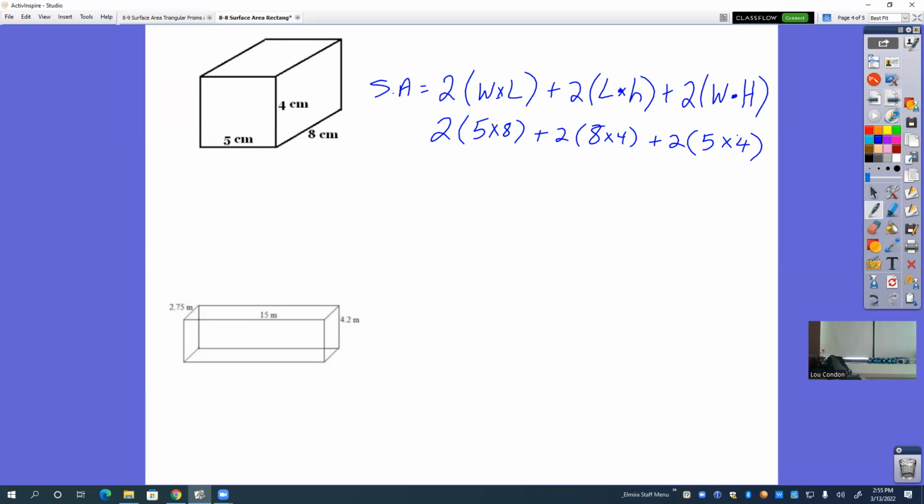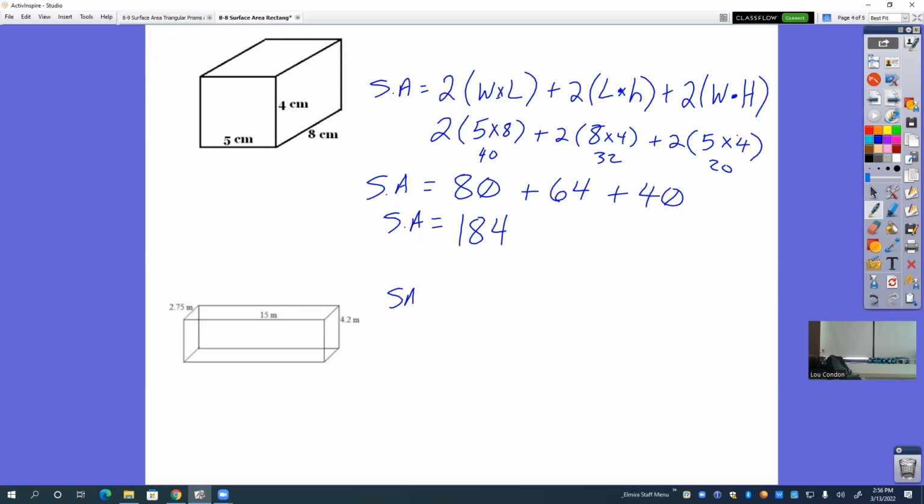So that would be 40, 32, and 20. So 80 plus 64 plus 40 is our surface area. And that would equal 184.